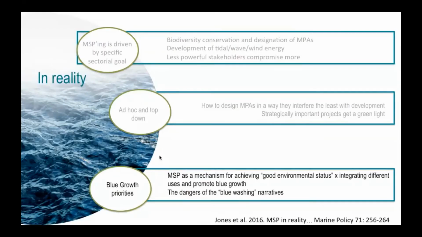And finally, when we look at the priorities behind MSP in Europe so far, you can see that a lot of the priorities are more related to blue growth priorities. What does that mean? A lot of economic priorities, development with economic goals. And in that case, to justify the environmental aspect of MSP, they can use what we call blue washing narratives, as an analogy to greenwashing narratives. So they can justify the economic interest behind everything by giving a polish of an environmental concern.